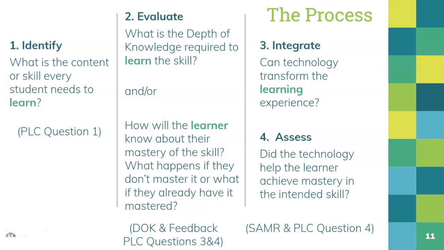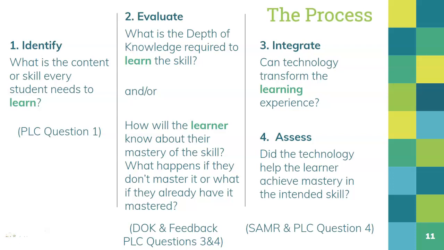So again, I just want to explain the process here. I think step one is really where we identify what content or skill every student needs to learn, whether it's in that unit, lesson, or for that class. Once you identify that skill, then what is the depth of knowledge required to learn that skill? And how will the learner know about the mastery of that skill? What happens if they don't master it? What happens if they already know it? So really, we start off with that essential learning piece.